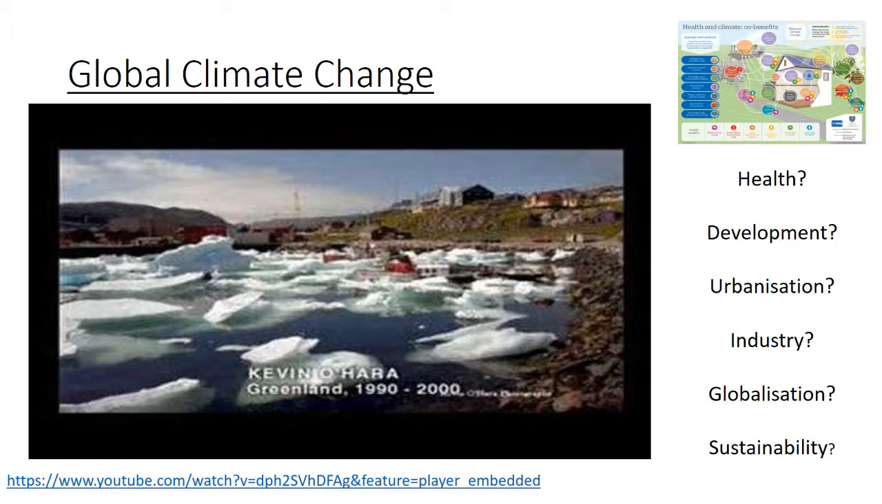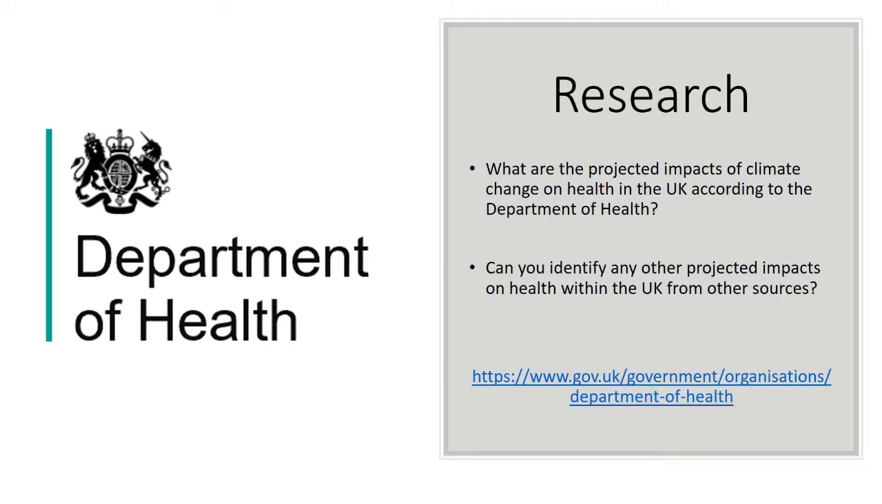The students are challenged to link climate change to health, development, urbanisation, industry, globalisation and sustainability. This activity pushes the students to think geographically about climate change and to establish indirect and direct links to other areas of their studies. From this clip, the students are then challenged to think beyond their existing knowledge by carrying out more research. The students are asked to research the Department of Health.